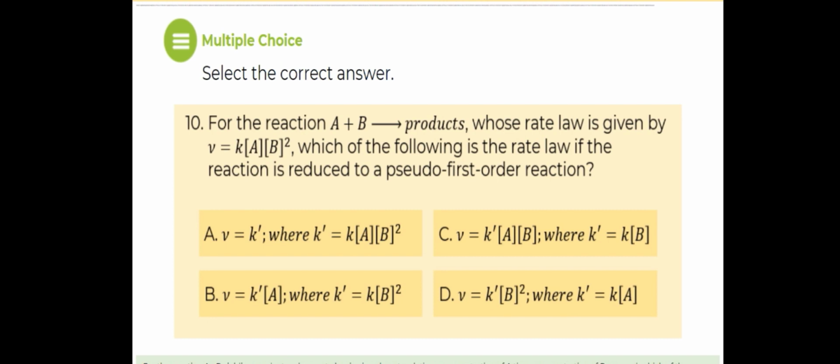Lastly, question number 10. For the reaction A plus B yielding products, whose rate law is given by rate equals k times concentration of A times concentration of B squared, which of the following is the rate law if the reaction is reduced to a pseudo first order reaction?